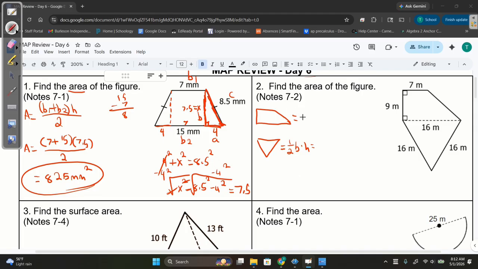Let's start with the trapezoid. I've got base 1 and base 2, and this, because it makes 90 degrees with my base, is my height. So I can say the area of the trapezoid is 7 plus 16 times 9 divided by 2, which gives me 103.5.